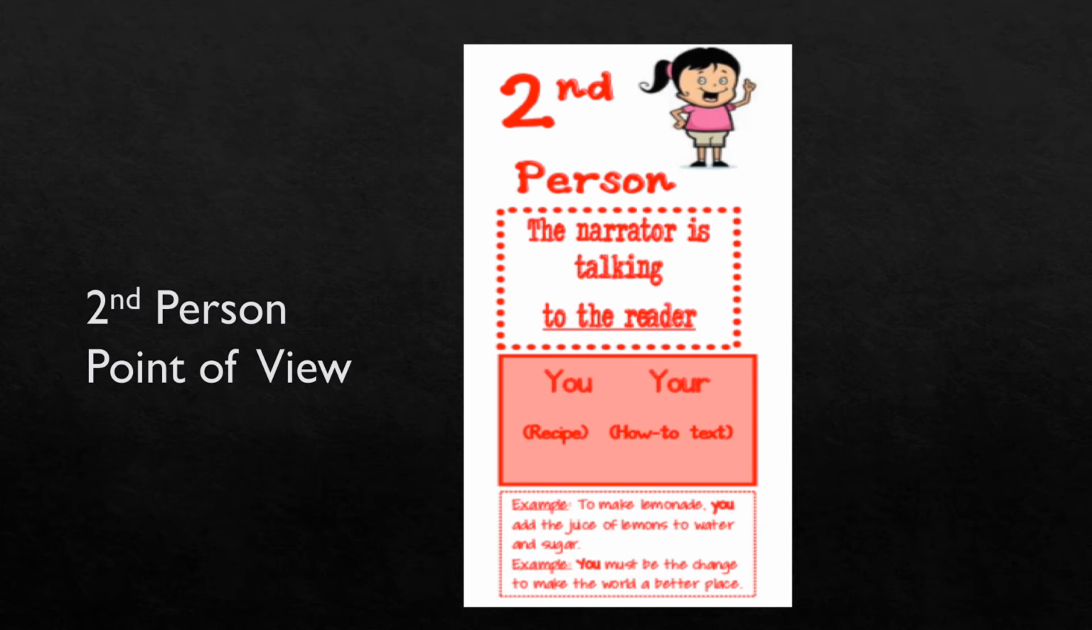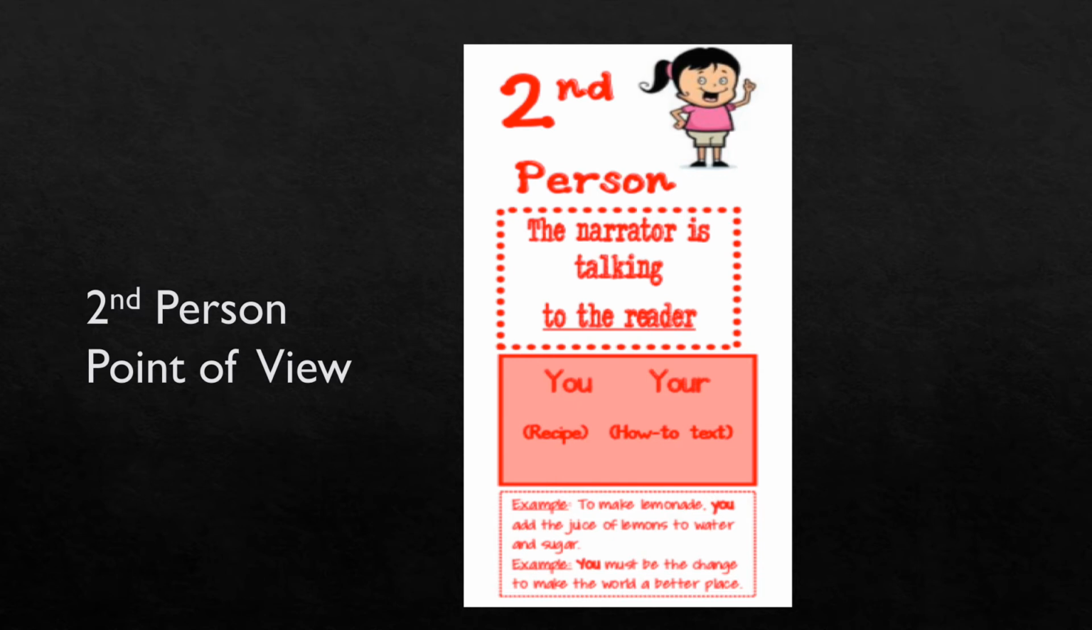As you can see, under the word you in parentheses is the word recipe. Normally when you're reading a recipe, it is the narrator trying to tell you what you need to do and what you need to have in order to create or make something. And under the word your in parentheses are the words how-to text. When you are hearing the word your, it's normally in something that is written that's trying to tell you how to do something.